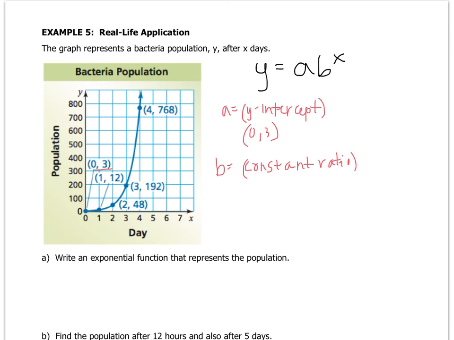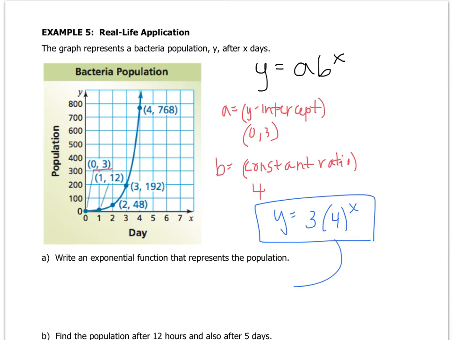So let's see if we can figure it out. 3 turns into 12, which turns into 48, which turns into 192, which turns into 768. So what are you doing to go from 3, 12, 48? Well, you're multiplying by 4. So the constant ratio is 4. So let's just put it all together. Y equals 3 times 4 to the x. And there we go. That's letter A.